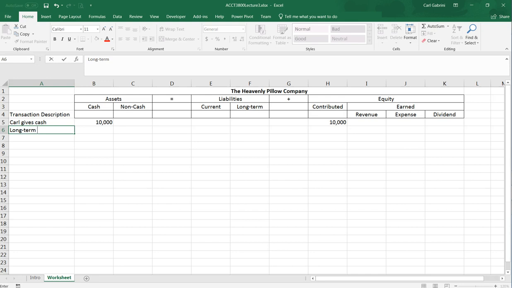In addition, we have a long-term loan for $50,000 in cash. That's going to show up as a long-term note or loan payable. Notice that the accounting equation is still in balance. We've got $60,000 in assets, and we've got $60,000 in liabilities and equity.